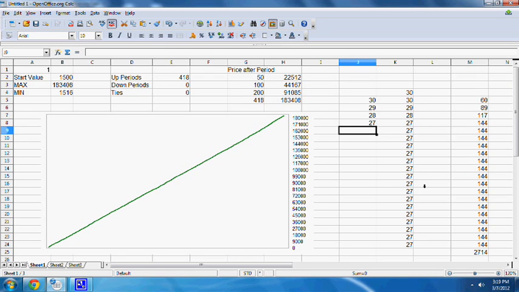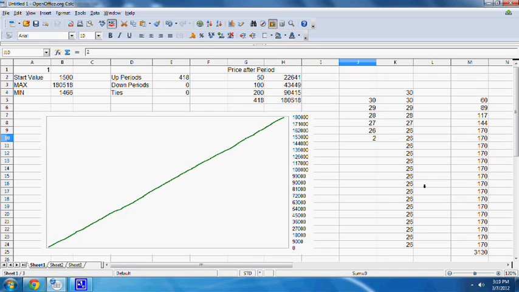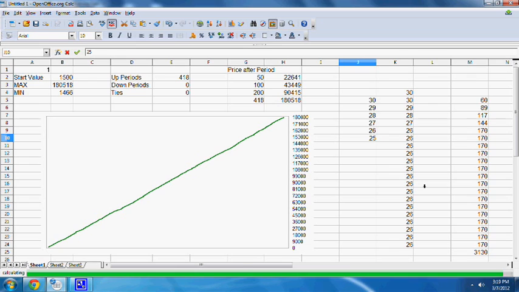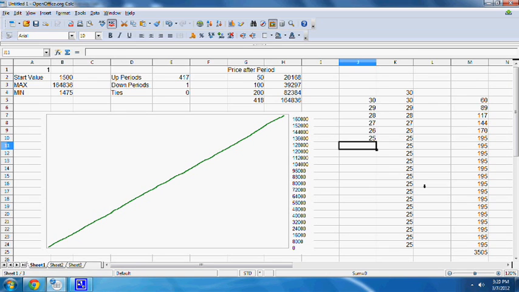The rate of ascent, the numbers are getting lower. 183,000 is the high, but again, 418 up periods. And the minimum on this is 1516. 26 now. Still 418 up periods, which really surprises me that the first two are set in this form, but the rate's going up not as high on number 25. It's 164,000 that it goes to, but it's still going straight up.